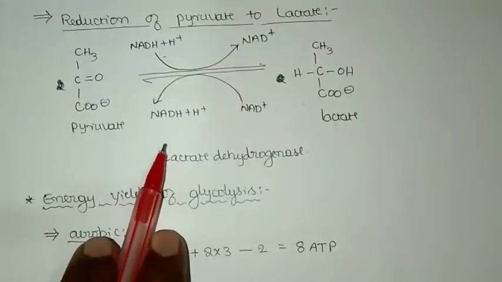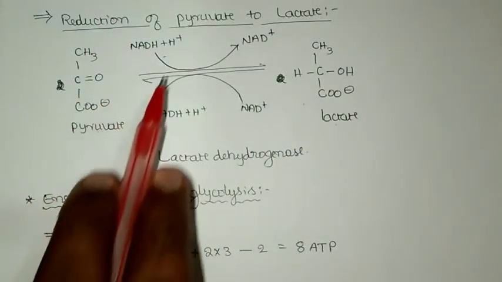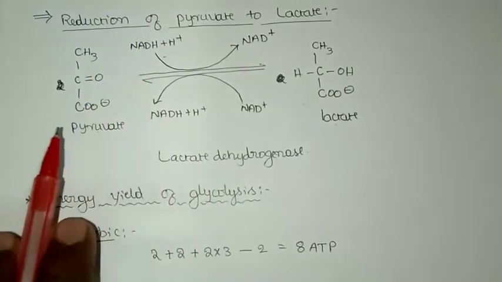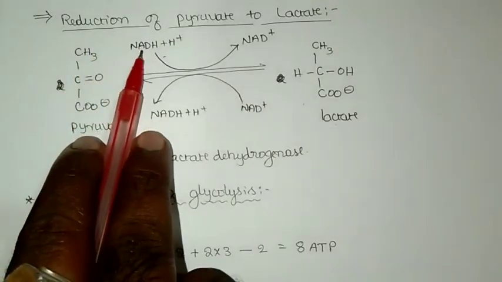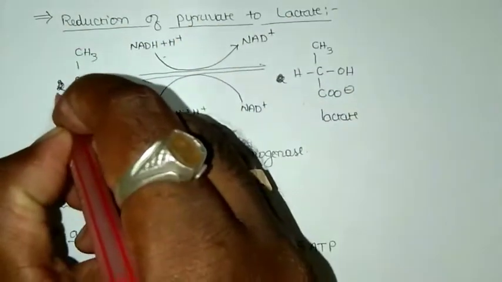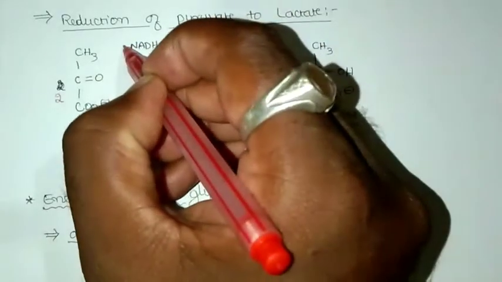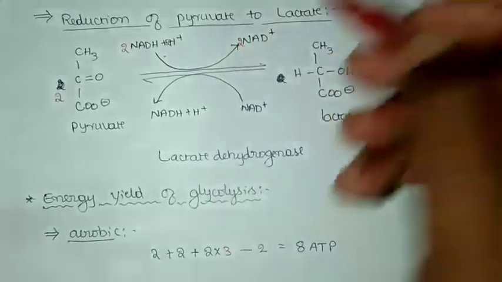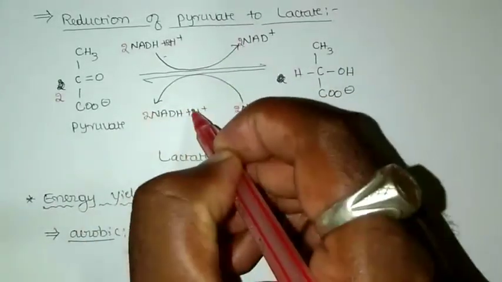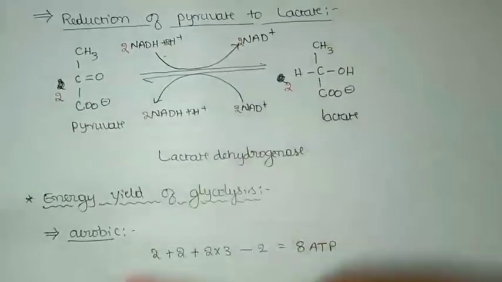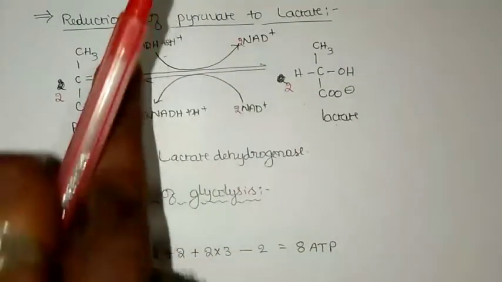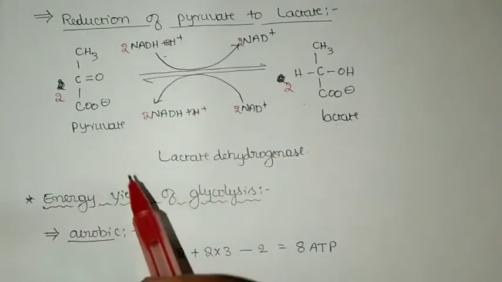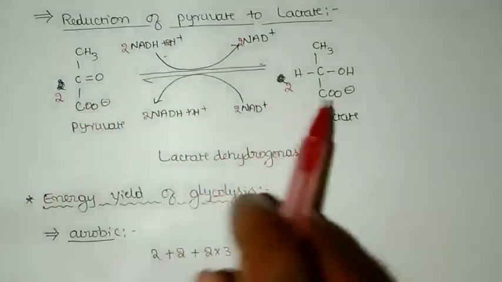So in the glycolytic pathway up to pyruvate, 2 NADH molecules have been produced. So 2 pyruvate molecules will consume 2 NADH, so as to produce 2 NAD plus in producing 2 lactate molecules. So the 2 NADH molecules which are produced in the glycolytic pathway will get utilized in converting pyruvate into lactate.